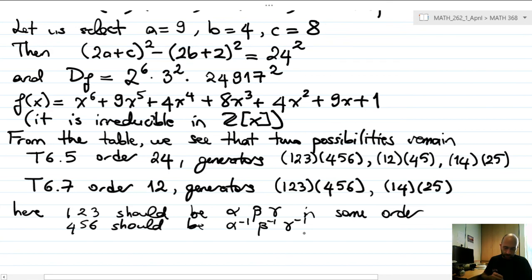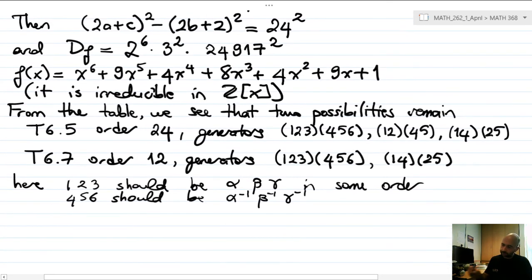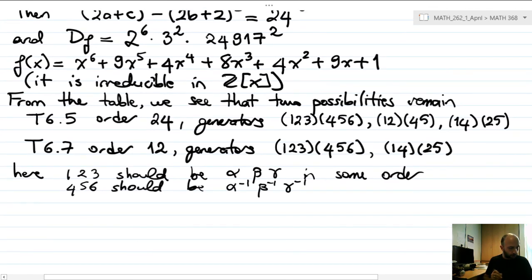Okay, now to really make this final decision, which of these two groups is really the Galois group, we need one more observation. Which we could have done in the beginning, but I think to really see what's happening, this might be the right order. Okay.